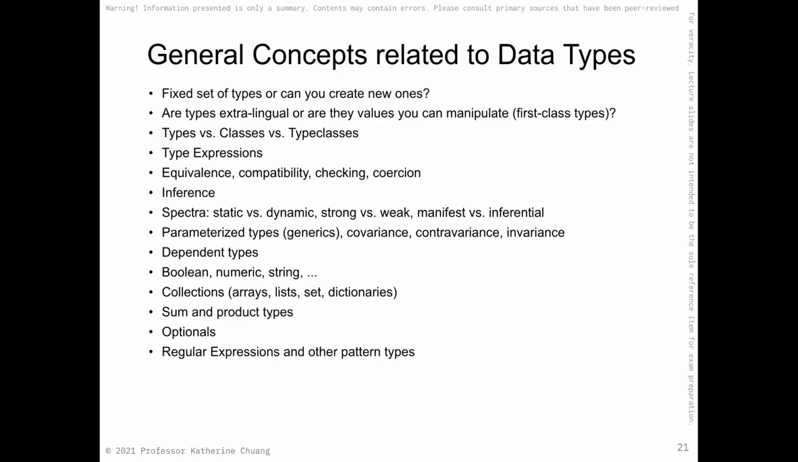So there are some general concepts or questions relating to working with data types. Some of the things that a programming language designer might think about is, how many do I want? How fine-grained of data types do I want to have the programmer represent? What are the rules for all of them? Are they static? Are they dynamic? Are they strong? Are they weak? Etc. Are they parameterized? Are there dependent types? What's the hierarchy? How do I organize collections? And so on. So lots of things are thought about with that.